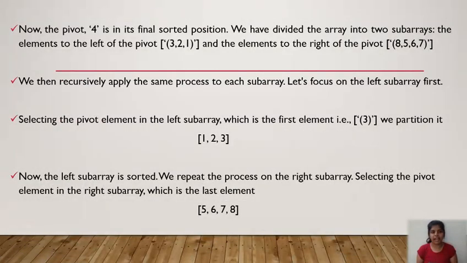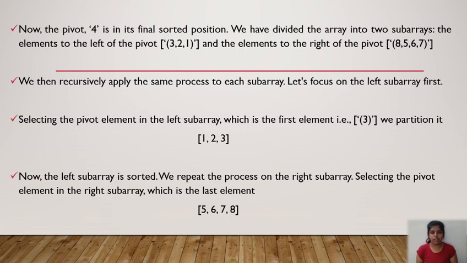Now the pivot 4 is in its final sorted position. We have divided the array into two subarrays: the elements to the left of the pivot, 3, 2, 1, and the elements to the right of the pivot, 8, 5, 6, 7. We then recursively apply the same process to each subarray. Let's focus on the left subarray first.